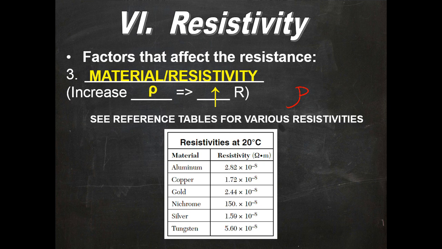If you look on your reference tables, at the bottom of page 5, there's this table. It's 6 different common metals, notice that they're all metals, that are typically used in wires. If you look here, the one with the smallest resistivity is silver. So it's actually the best conductor of electricity out of the 6 listed here. On the other hand, nichrome, just right above it, would be the worst conductor of electricity, because it has the highest resistivity based on this table.